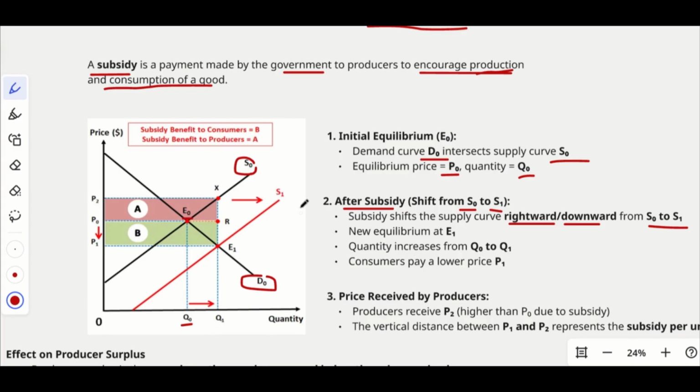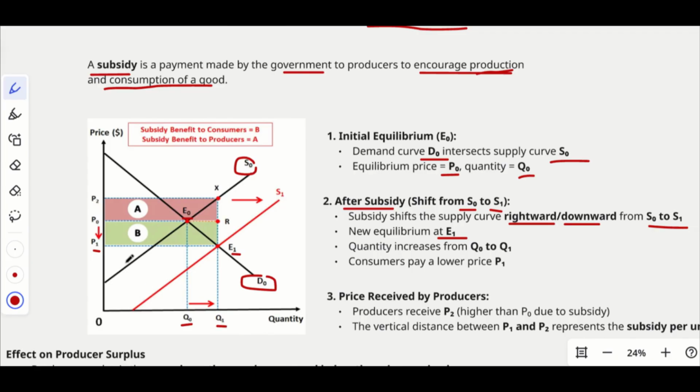Now the new supply curve forms a new equilibrium with the initial demand curve, that is D0. So we have a new equilibrium at E1. What is the new price level? The new equilibrium price is P1 and the new equilibrium quantity is Q1.